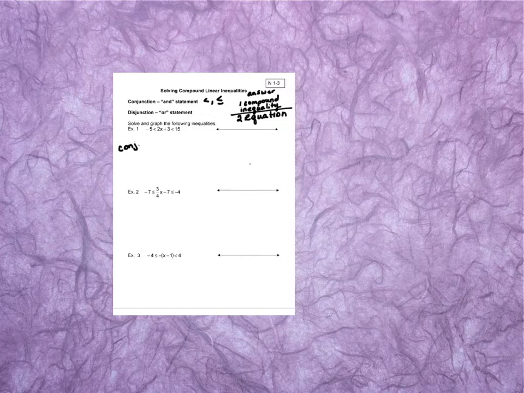When we see, not so much in this example, but as we go forward with absolute value, conjunctions are less than or equal to, and disjunctions are greater than or equal to. That's when you don't see two separate equations to start with. When you see two separate equations to start with, you're going to assume that it's a disjunction, and you'll find out that it graphs that way.